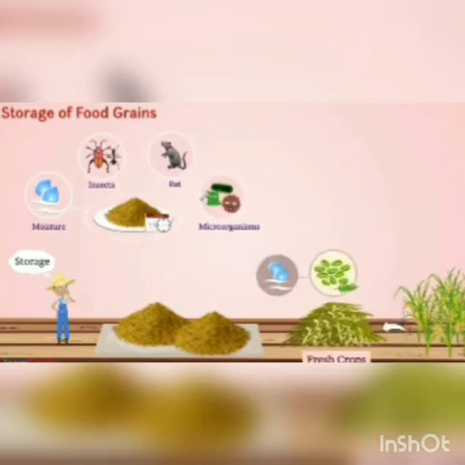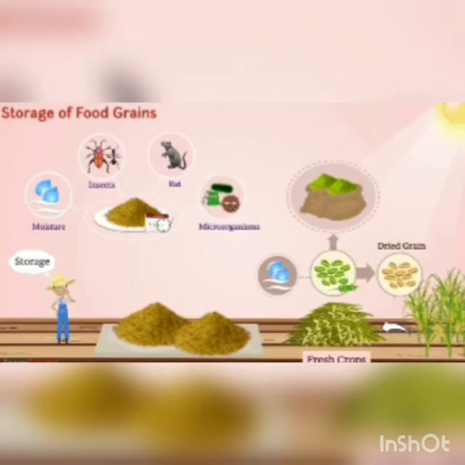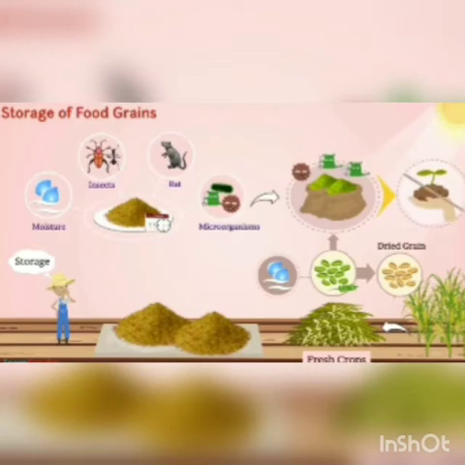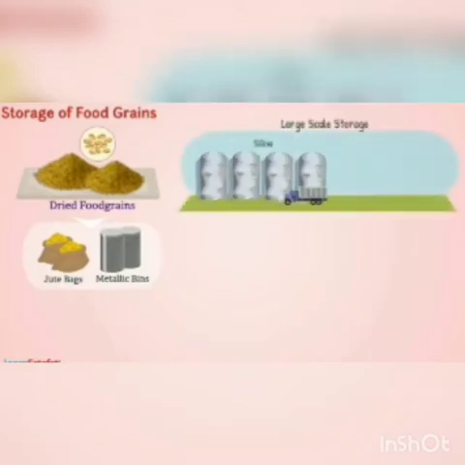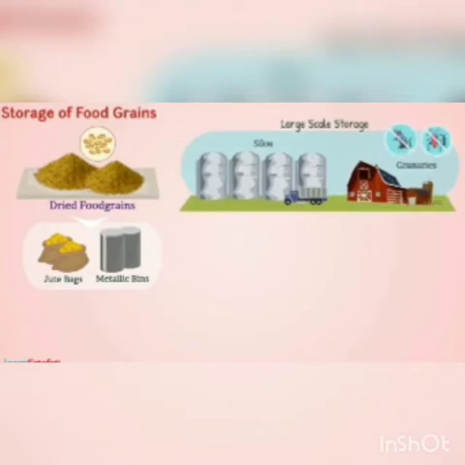If the fresh crop contains moisture, then it must be dried in the sun. If stored without drying, microorganisms may attack them and they may lose their germination capacity. Generally, dried food grains are stored in jute bags or metallic bins. But for large-scale storage, silos and granaries are preferred, where there is good protection from rats and other insects. At home, dried neem leaves are used to store food grains.